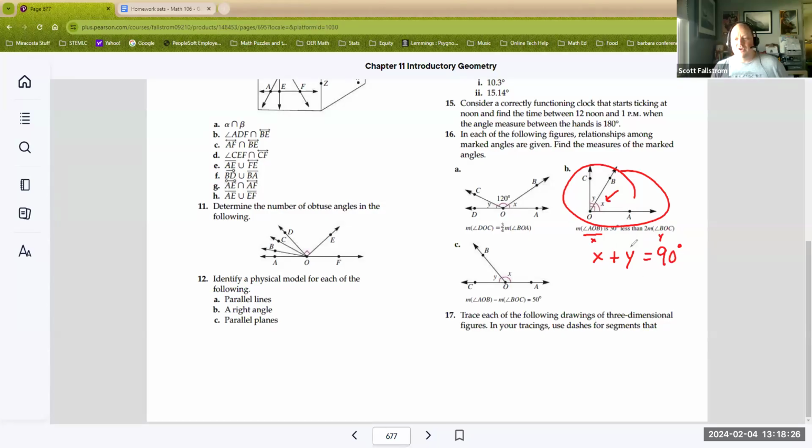Huh. So could I write that as another equation here? Yes, you could. And now you've got two equations with two unknowns. You can solve it in many different ways. Substitution, elimination.